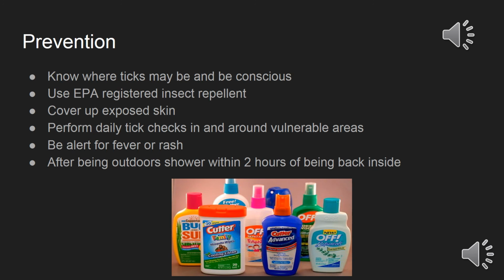So if you go out into the woods, when you come back inside, check around your body, your armpits, your groin, behind your knees, places like that for ticks. Be alert for fever or rash. If you get the rash, don't hesitate to go to a doctor and figure it out. And after being outdoors, shower within 2 hours of being back inside. That way the ticks don't have time to settle in and you can get them off your body as soon as possible.